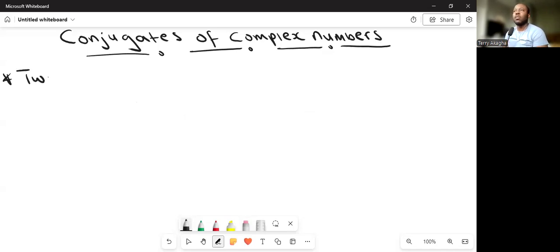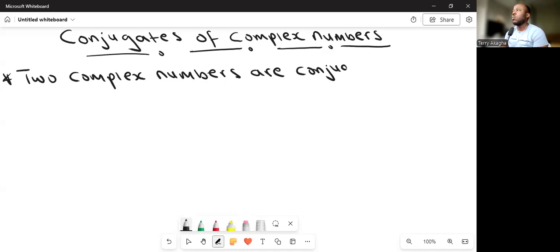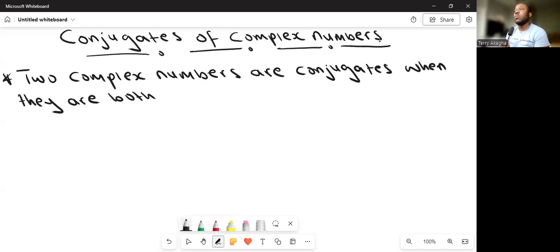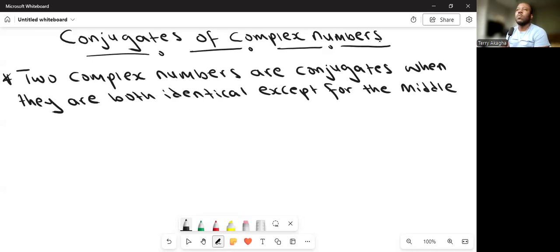So now, two complex numbers are conjugate when they are both identical except for the middle sign in the bracket.